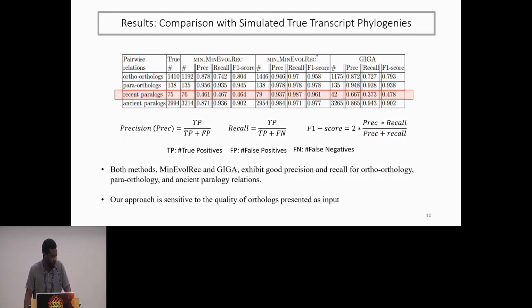Both methods exhibit good precision and recall for different types of pairwise homology relations, of which we distinguish 4 types. Orthologs, if the lowest common ancestor in the transcript tree is a speciation, and paralogs if the lowest common ancestor in the transcript tree is just a duplication. We also distinguish recent paralogs if the lowest common ancestor in the transcript tree is a recent creation, and ancient paralogs if the lowest common ancestor in the transcript tree is an ancient creation.